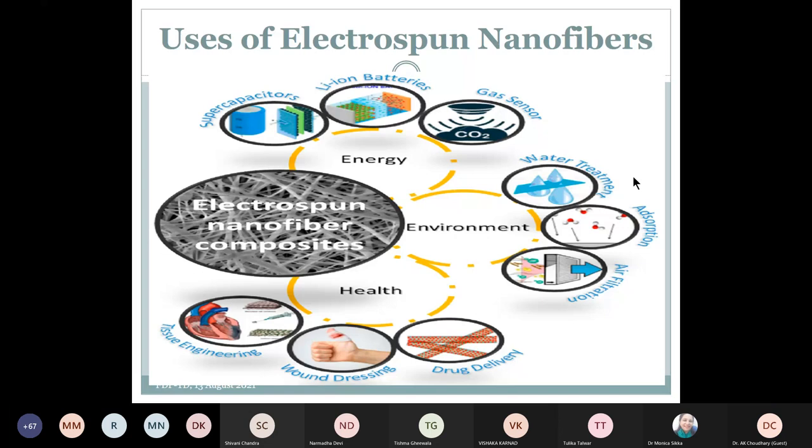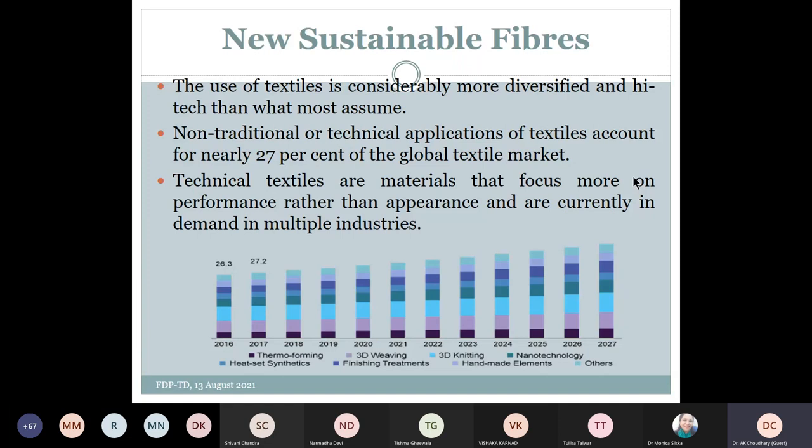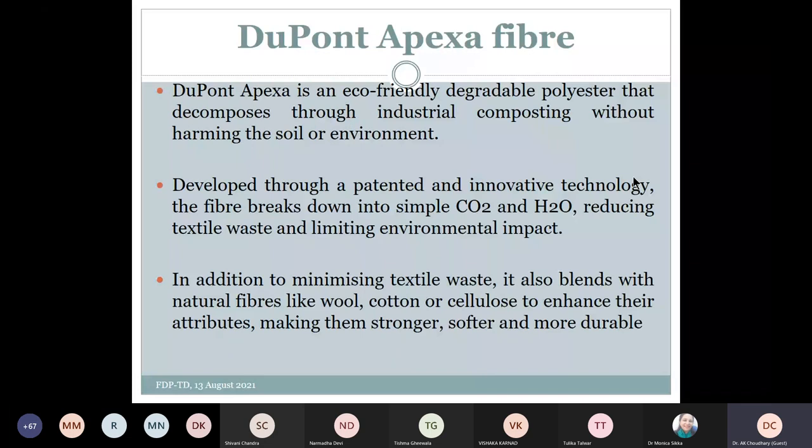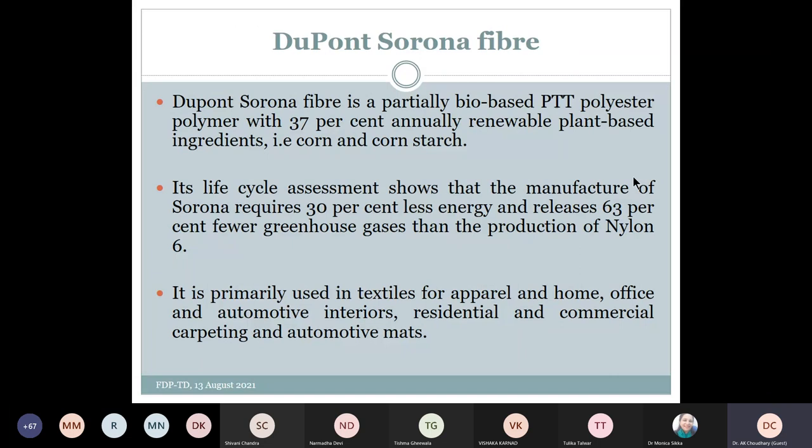So this is a new emerging area in textile science, especially fiber science. New sustainable fibers for 3D weaving, for 3D knitting, DuPont Apexa fibers. These are some commercial fibers made by companies like DuPont, a very popular USA-based manufacturer. They have marketed and manufactured many new fibers. And in India, near Hyderabad, they opened their R&D labs for the development of new fiber-based materials for the industries.